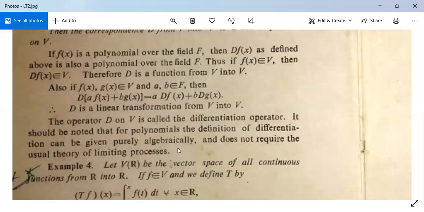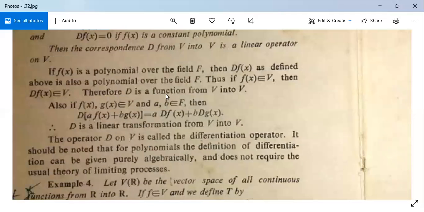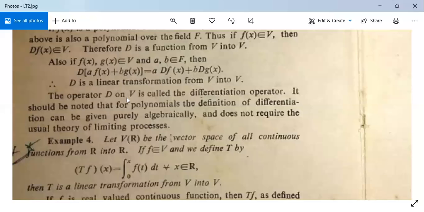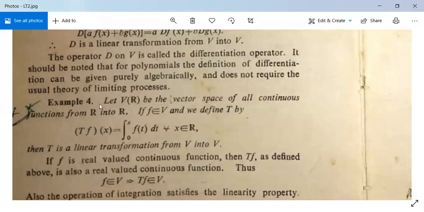You are also given two examples. One example is a good one. See this example. Let V(R) be the vector space of all continuous functions from R into R. We have two sets R and R, and V(R) is the vector space. If f belongs to V and we define T by Tf(x) is equal to the integration from 0 to x of f dt for all x in R, then this T is a linear transformation from V into V.